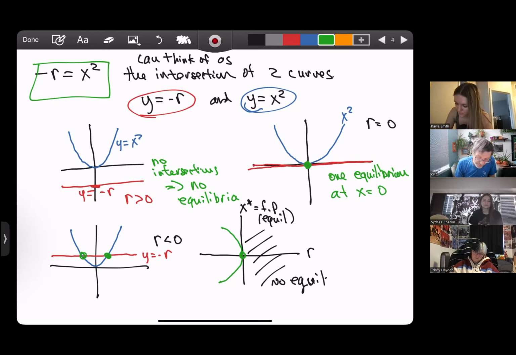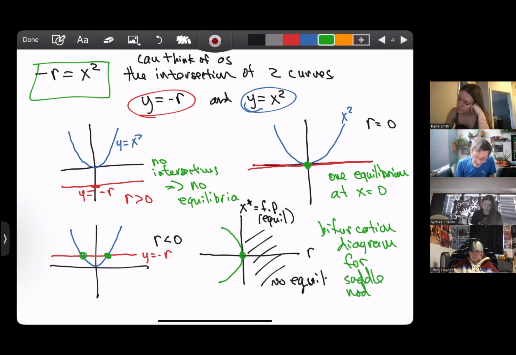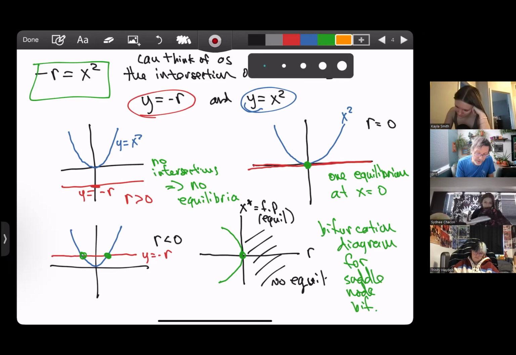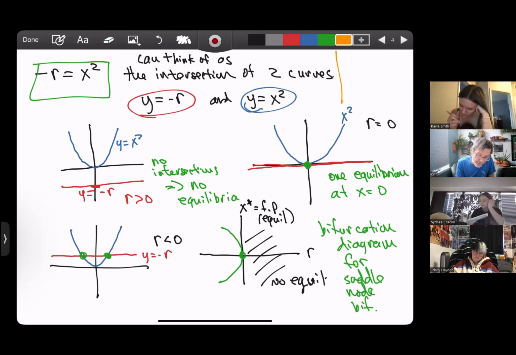Right here, this is the bifurcation diagram, but we have to fix it a little bit because I don't have stability indicated for a saddle node bifurcation. We can do all the analysis right here on this page. We just have to remember from whence we came. So I'm going to put in yellow up here the original equation: x dot equals r plus x squared.